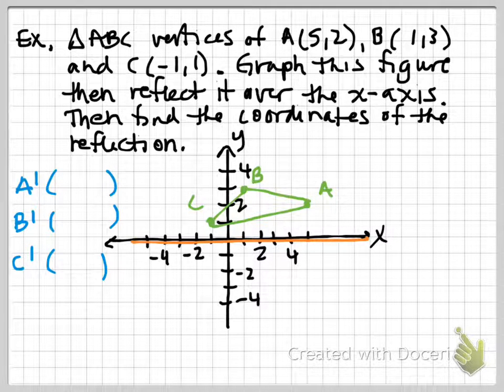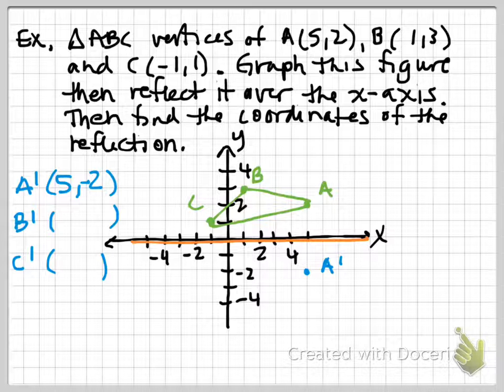No ideas? All right, well, let's just figure out how far things are and we'll just move. So A is 2 above the x-axis, so its reflection would be 2 below the x-axis. So that's your A prime. So that's at (5, -2).